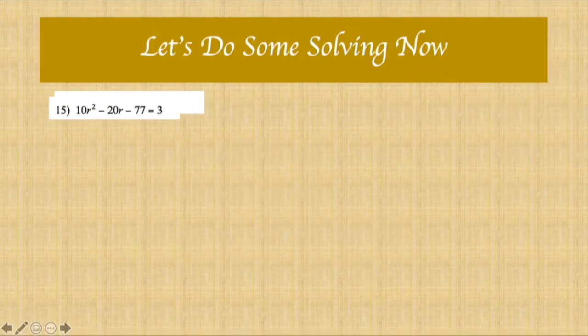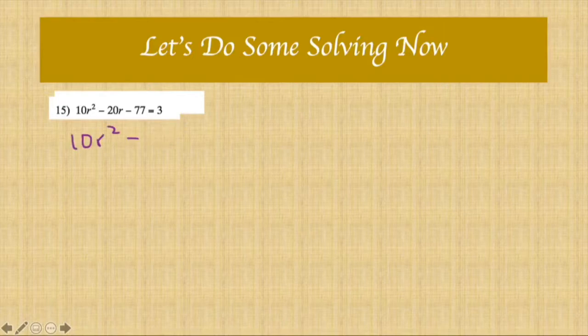Let's move on to number 15. Number 15. We're going to have to do that 10. But if you notice, if I move the 77 over, that's going to be an 80 when I add the 77. So if it's an 80 and I divide by 10, it will come out evenly. So let's do that first. Let's move that over to create our blank.